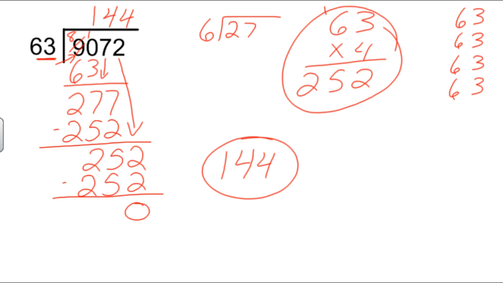Let's take a look at the next problem. Here we're dividing 91 into 7,280. Again, I am asking myself, how many times does 9 go into 72? That is 8. But it's 91 into 728. So 8 is going to go there.